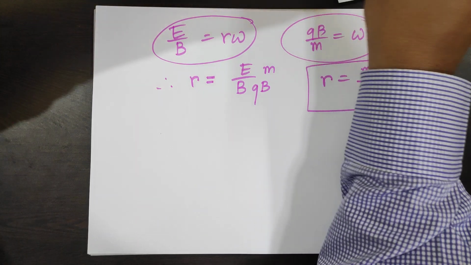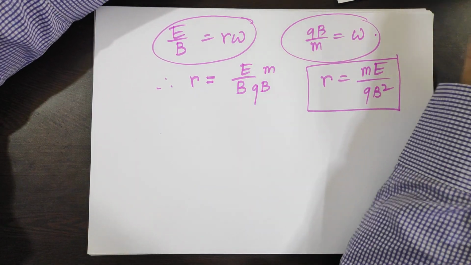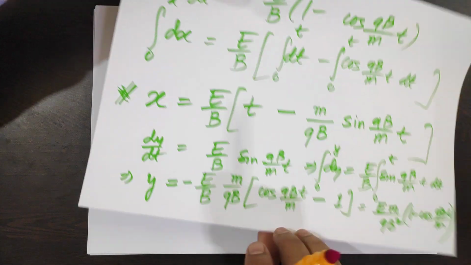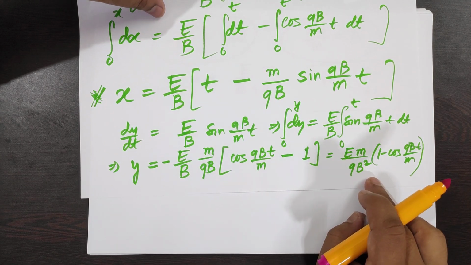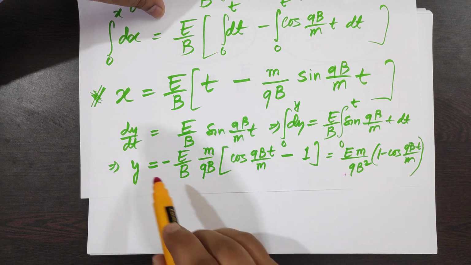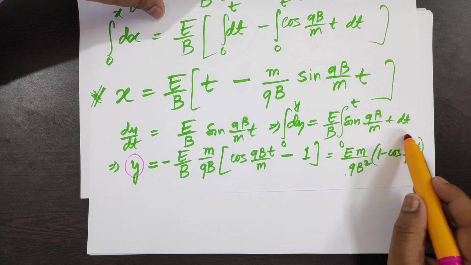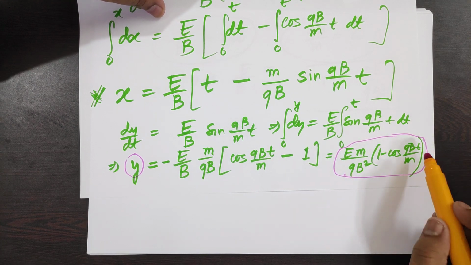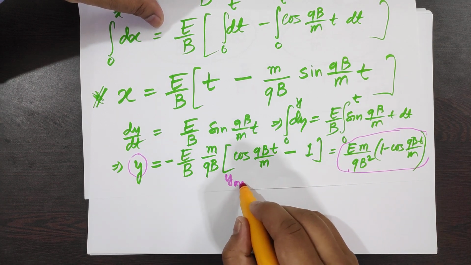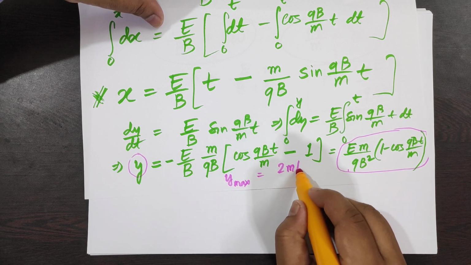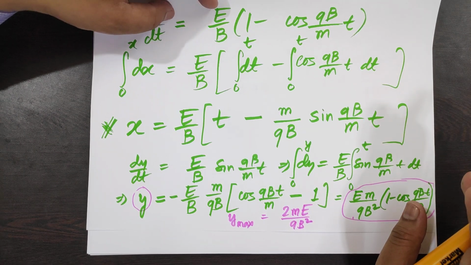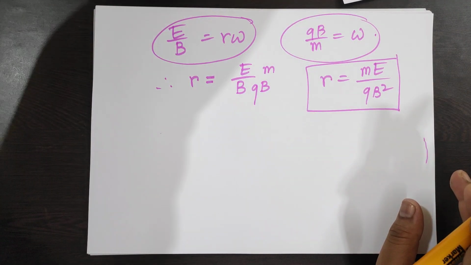Now if I look at what I have derived actually for the y coordinate, see, that's the y coordinate, and see what is the maximum value of the y coordinate from this equation. The maximum value of the y coordinate is when this becomes minus 1, so twice of this thing. So y max is equal to twice mE by qB square. And in the cycloid, the maximum value of the y coordinate is nothing but the diameter.